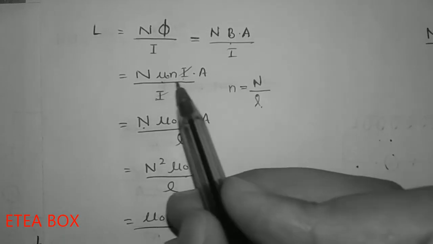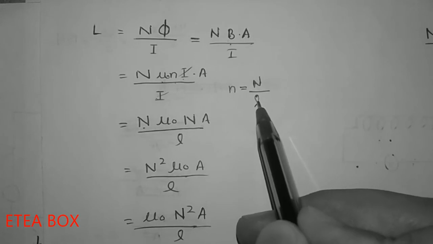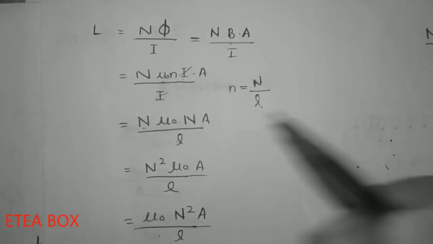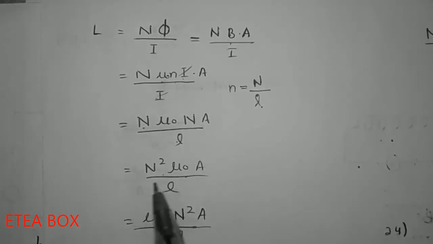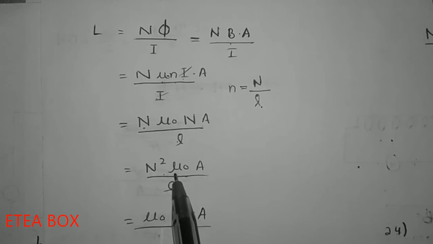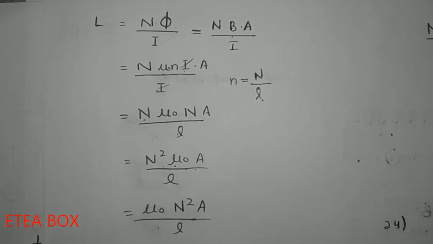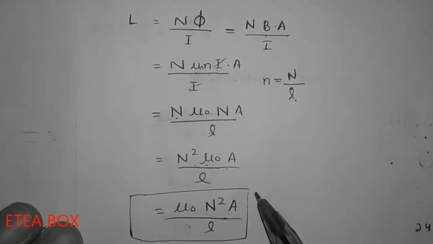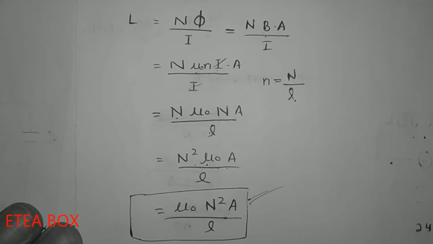Okay, so put this capital N divided by L here, N divided by L, so you will get N square mu, permeability of free space, area divided by length. Okay, so look at here, this one is the answer. This one is the self-inductance of a solenoid, okay? Option A is correct here.